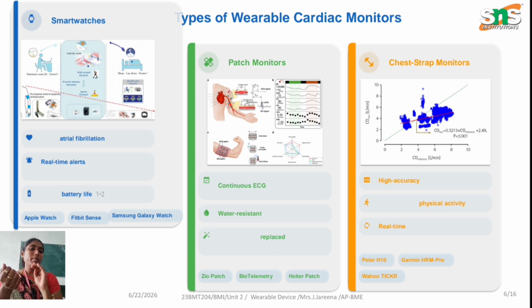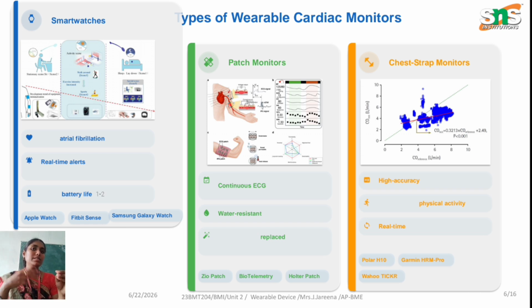That will keep on recording your ECG signal continuously. The main important feature of this is that it is water resistant. Some devices may come with water resistance, some may not, but this one is 100% water resistant. So when you are doing your daily routine work, if any water drops on your patch, it will not interrupt your recording process. So that is the thing.